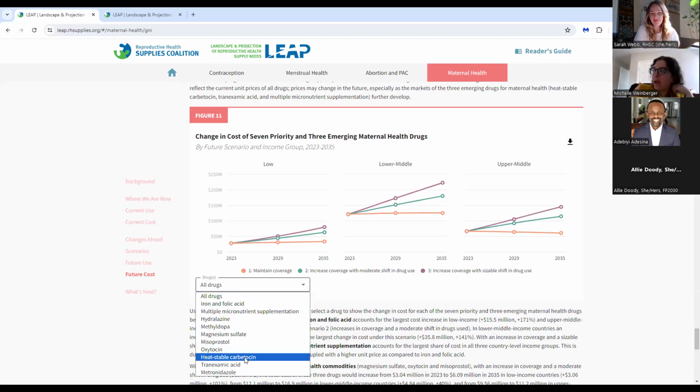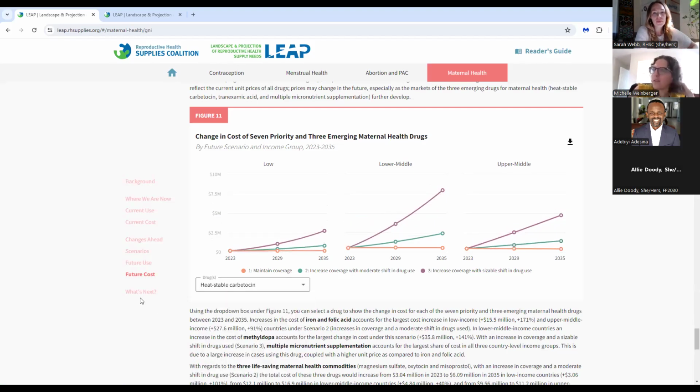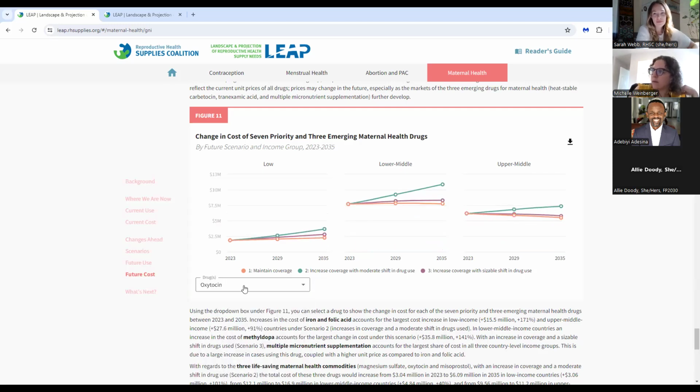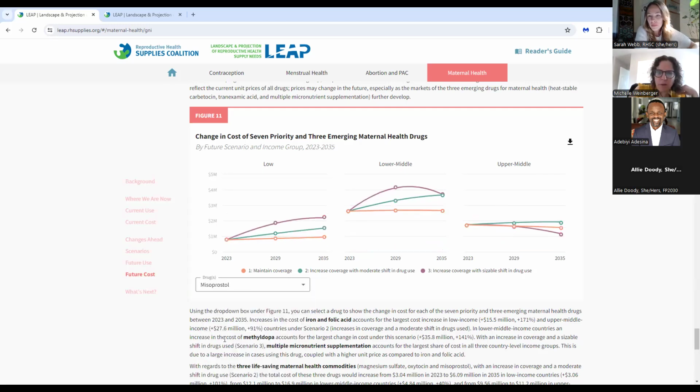You can also look at this drug by drug, so you could see what that looks like for some of those. So probably included heat stable carbetocin, oxytocin and misoprostol as well.